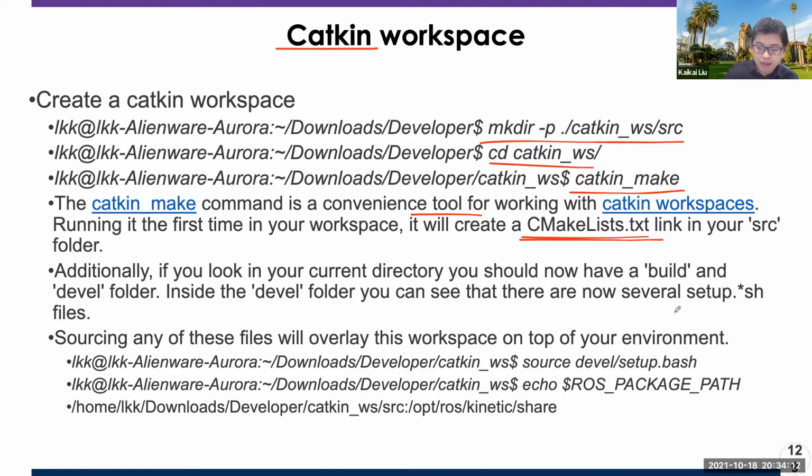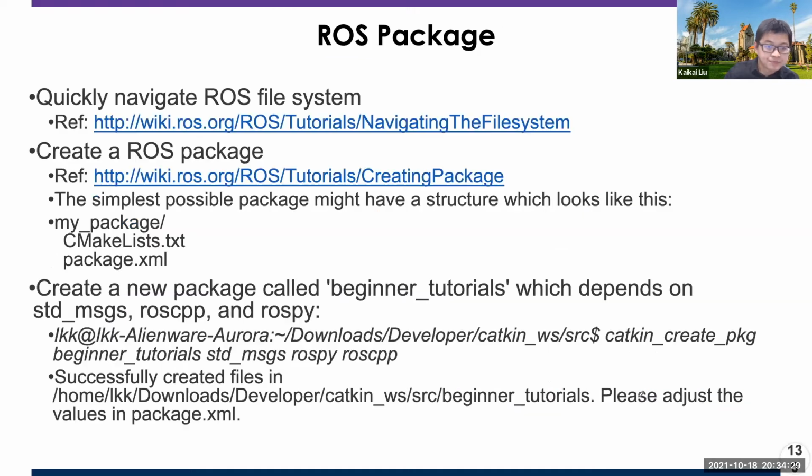Then the current folder also has some build and devel folders. Then you can go to this folder to the source, and then you can get some of those package paths. So here are some of the basic links on how to create some ROS packages. For example, we can simply create a ROS package. We can call it beginner_tutorials, with std_msgs and some of the packages like rospy and roscpp.